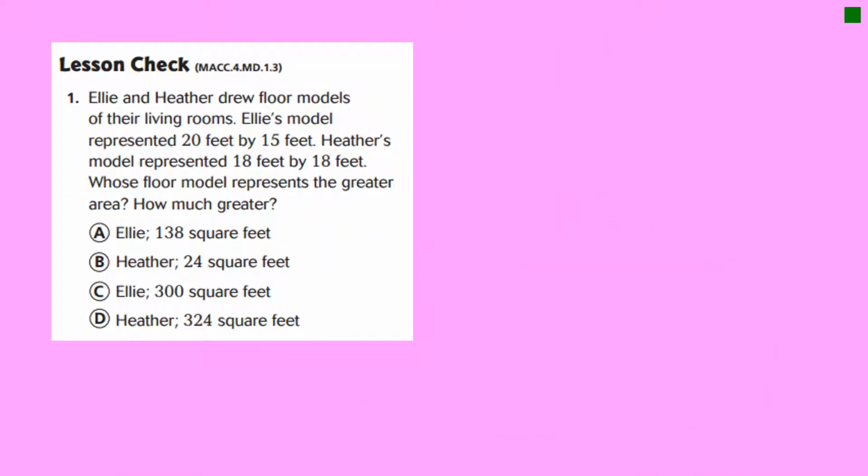All right, now we're on the back. Ellie and Heather drew floor models of their living rooms. So they drew models as if they were looking down onto the floor of their living room, like they're up on the ceiling looking down. And you would say, oh, here's where my sofa goes. There's the TV. There's a little rocking chair. There's the doorway. You know, like we're looking down from the sky. That's what the floor model is.